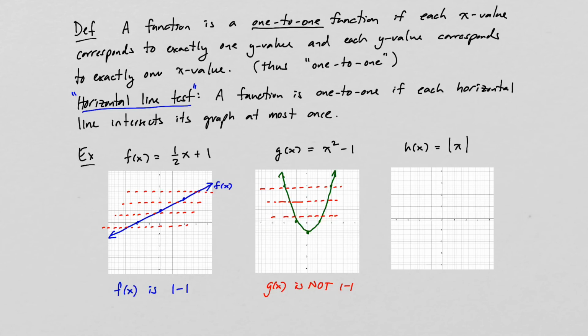And finally, h of x equals the absolute value of x. I just threw this one in there for some fun. The absolute value of x is a relatively simple graph. It looks something like this. And this is once again an example of a function that is not one-to-one, because horizontal lines are hitting the graph more than once. So h of x is not one-to-one. So it's pretty easy to identify when you have a one-to-one function if you have the graph of that function. Let's go back and talk about some more inverse stuff.